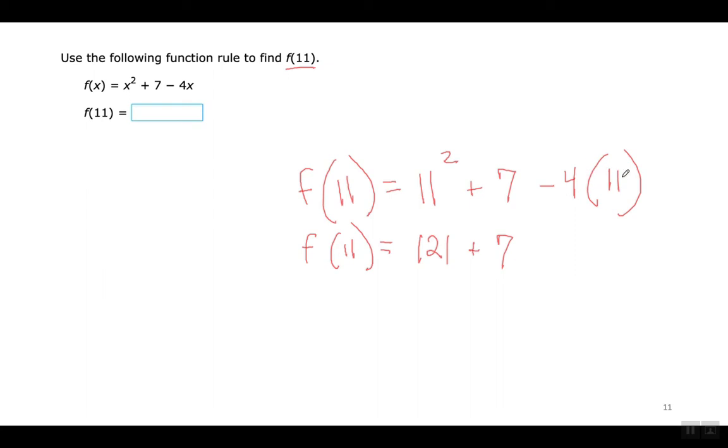Negative 4 times 11. What's 4 times 1? 4. Hey, 44. And a negative times a positive equals a negative. So negative 4 times 11 is negative 44.